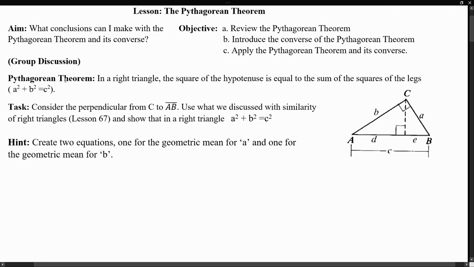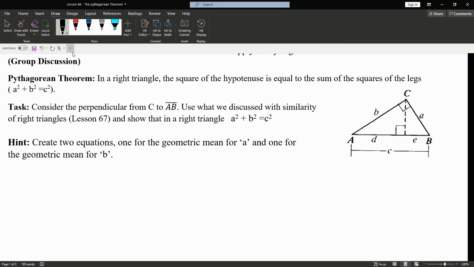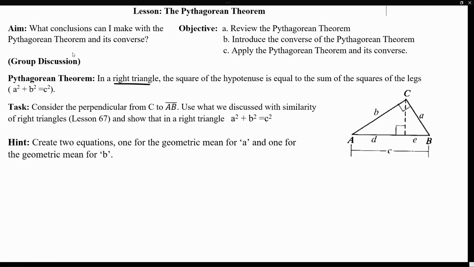By definition, in a right triangle, the square of the hypotenuse is equal to the sum of the squares of the legs. And again, this Pythagorean theorem is only applicable whenever we have a right triangle. So if we don't have a right triangle, we cannot apply the Pythagorean theorem. This is how you might have seen it before: a squared plus b squared equals c squared.